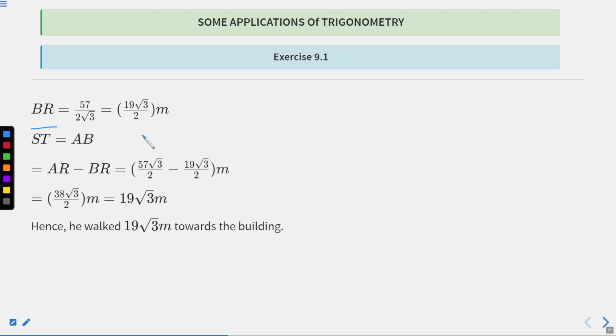And here ST is equal to AB, and you can find AB as AR minus BR. This is equal to 57√3 by 2 minus 19√3 by 2 meter. If we simplify it, this is equal to 38√3 by 2 meter, which is equal to 19√3 meter. Hence he walked 19√3 meter towards the building.